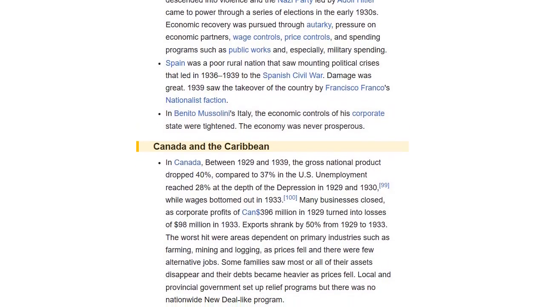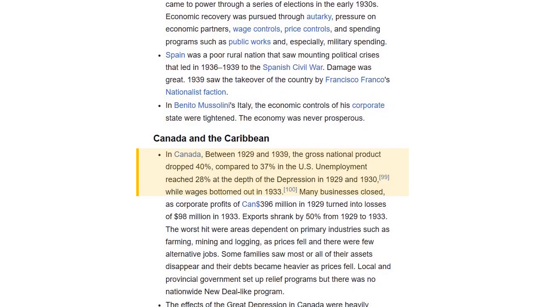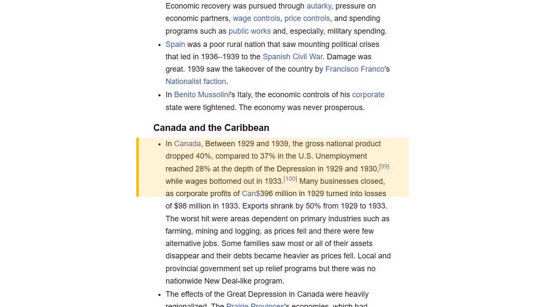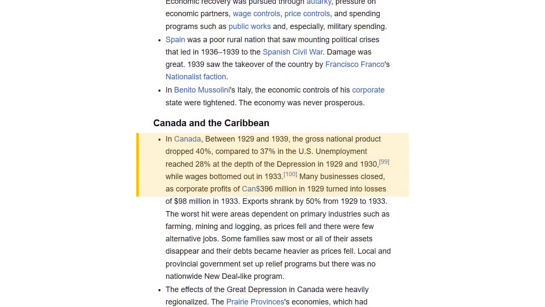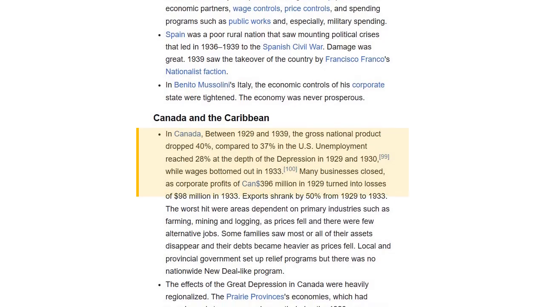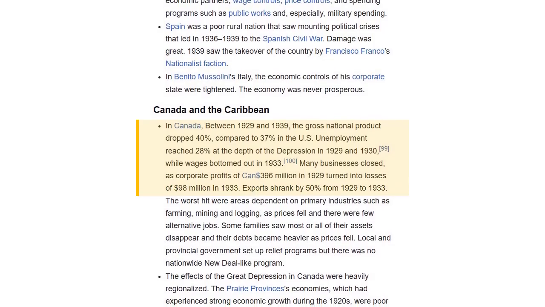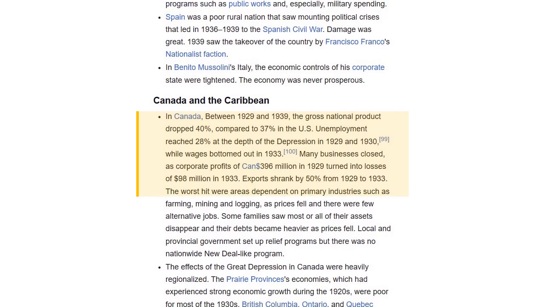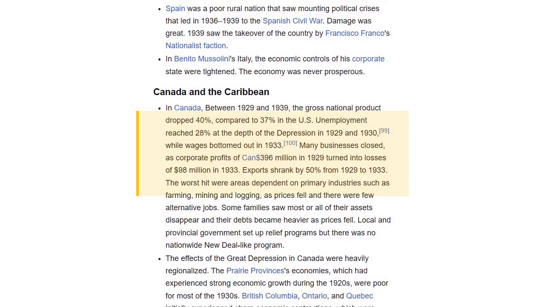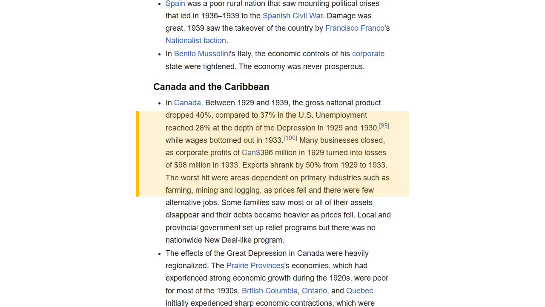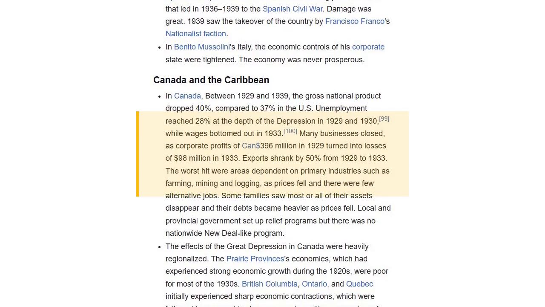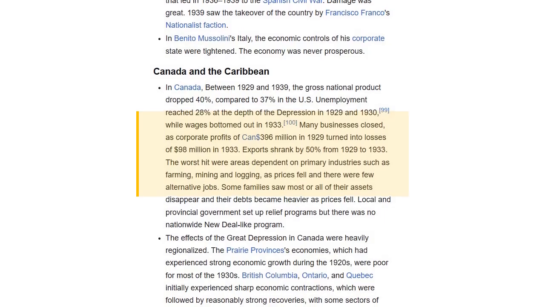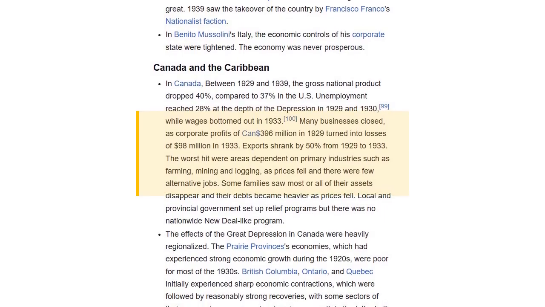Canada and the Caribbean. In Canada, between 1929 and 1939, the gross national product dropped 40%, compared to 37% in the US. Unemployment reached 28% at the depth of the Depression in 1929 and 1930, while wages bottomed out in 1933. Many businesses closed, as corporate profits of $396 million in 1929 turned into losses of $98 million in 1933. Exports shrank by 50% from 1929 to 1933.